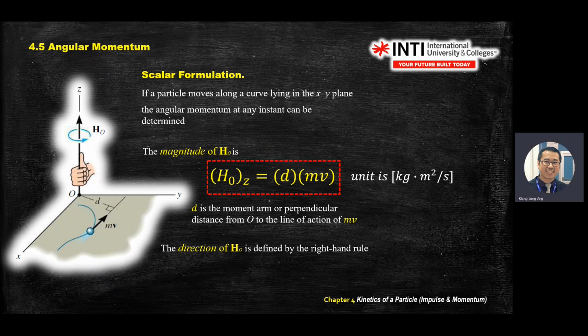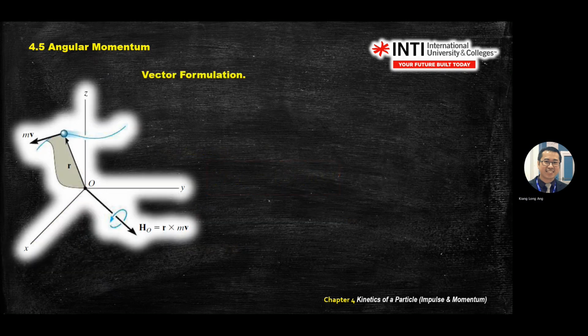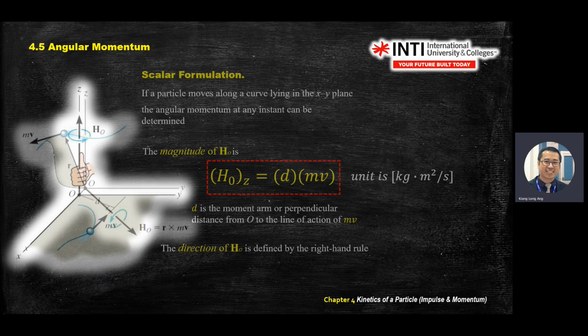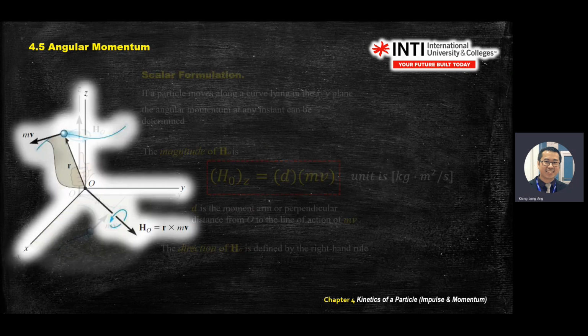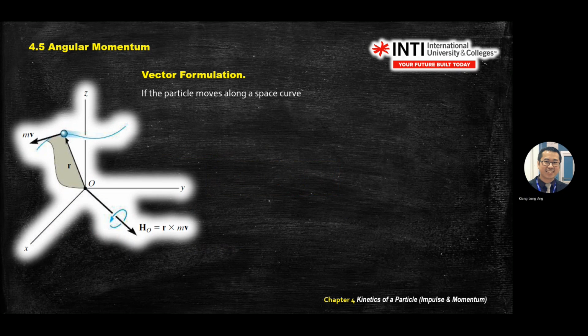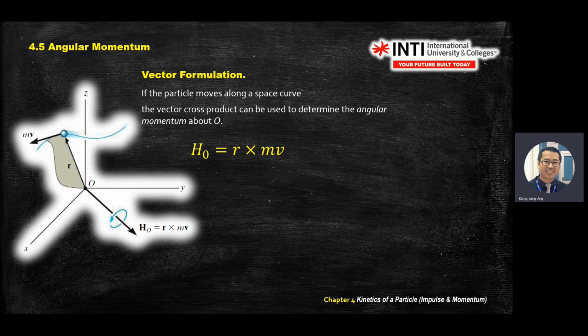Okay, continue with the slides. The previous slide was the scalar formula, with which you find the magnitude. You take the radius, the distance d, times mv. But when you put it into vector form, we take the cross product. For example, the one that you see on the screen here is a different diagram compared to the previous one.